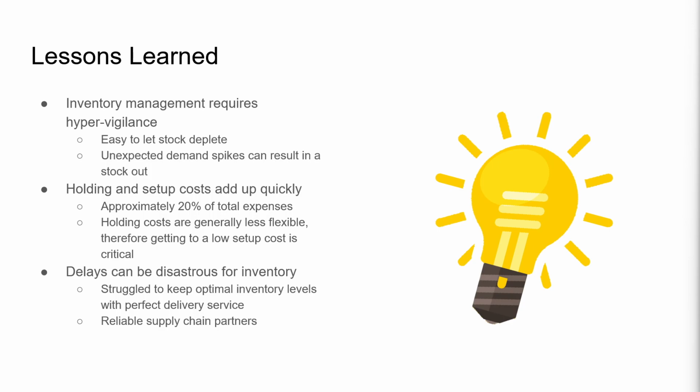The final lesson is how disastrous delivery delays can be for inventory management. It was a constant struggle to keep inventory at the optimal levels, and that was with a perfectly reliable 5-day lead time that never wavered. This really illustrated the importance of having reliable supply chain partners, as deviations in the quoted lead time would have made this simulation orders of magnitude more difficult.